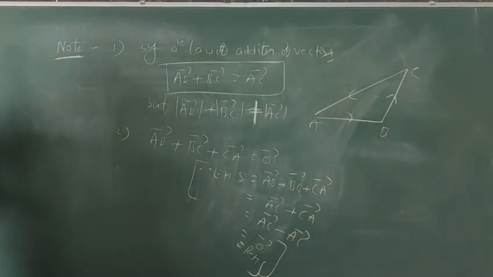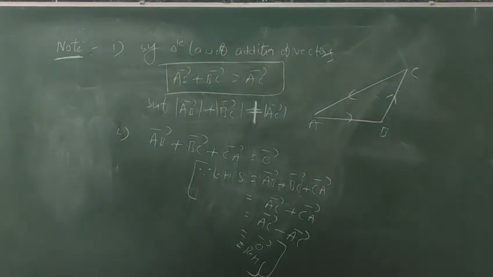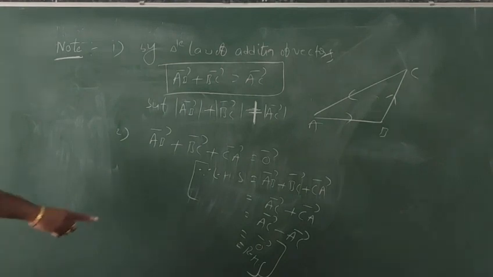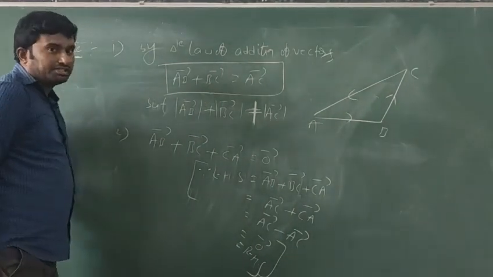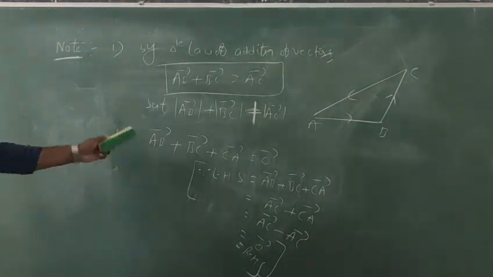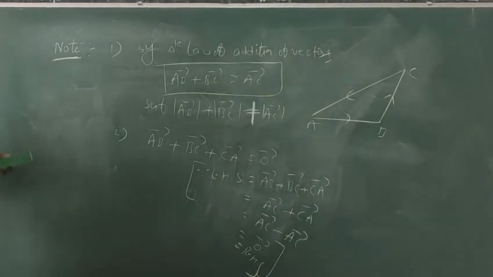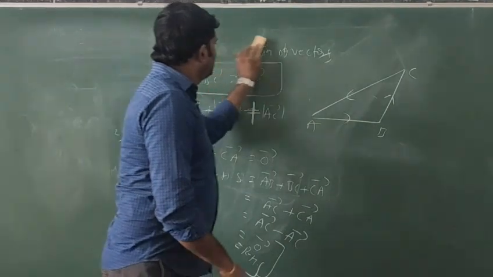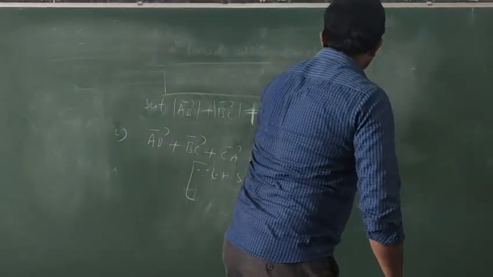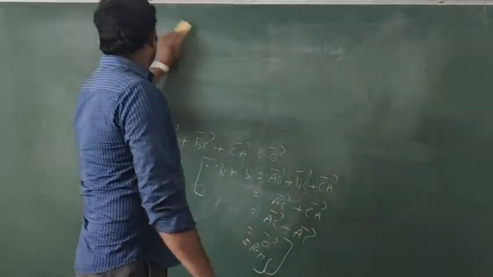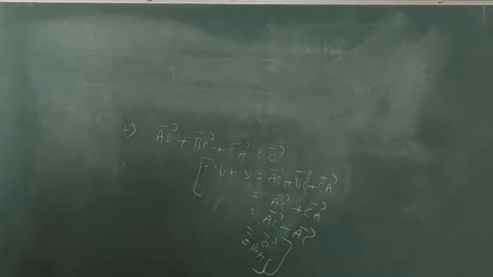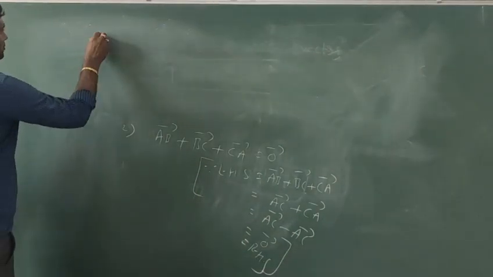And this is the second one: AB bar plus BC bar plus CA bar is the null vector in any triangle. This we can verify by using second exercise problems. Wait, just write a note point. Take it as a note. That is the second one. Next, concentrate clearly.